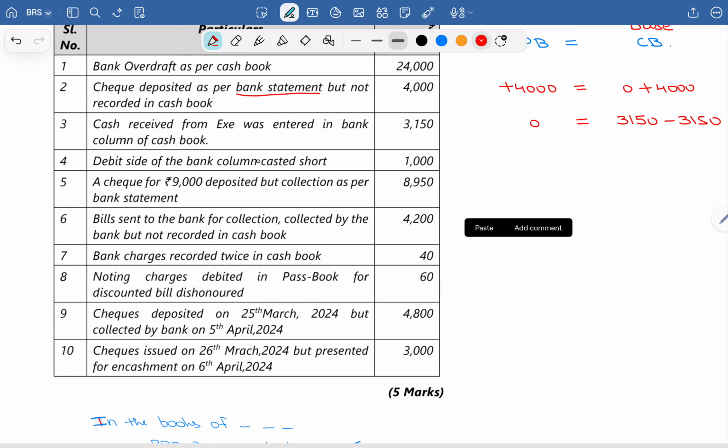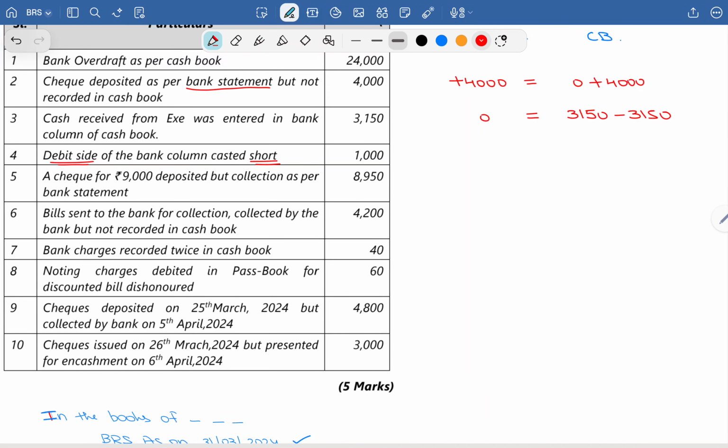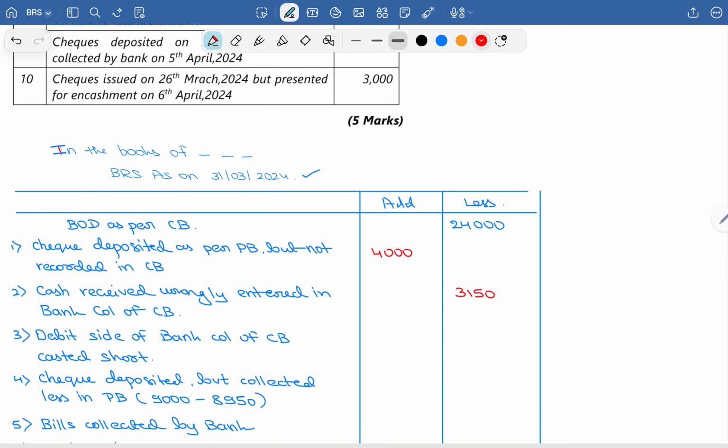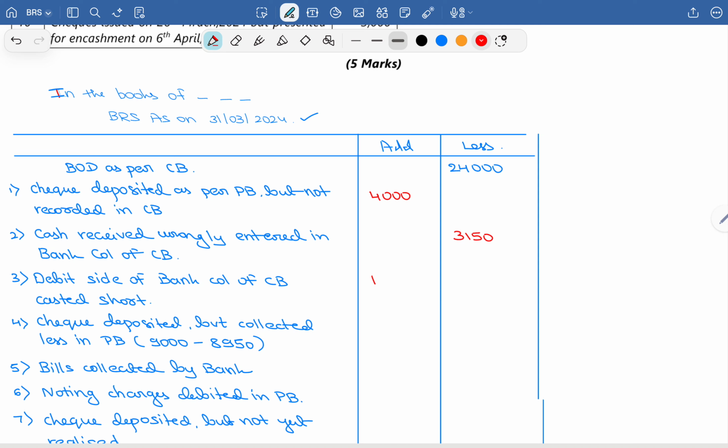Debit side of bank column casted short. Debit side means receipt side. On the receipt side we have taken 1,000 rupees less in the cash book. So my balance of cash book has decreased by 1,000, but in the passbook there is no impact. So to nullify this 1,000 rupees I have to add 1,000. So add column, 1,000.